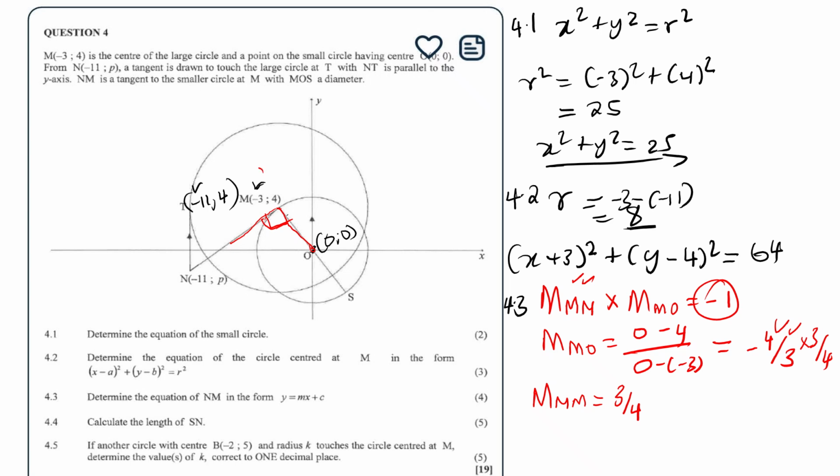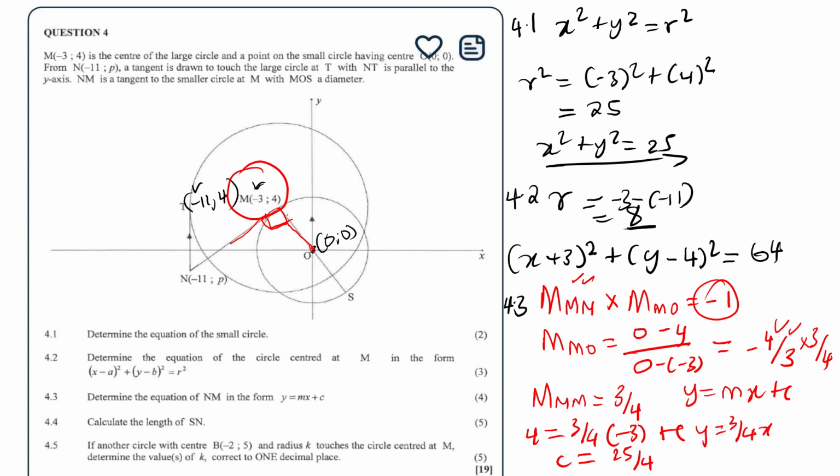Therefore, we can use the point M to find our equation in the form y = mx + c. Our y at point M is 4, equal to 3 over 4 (our gradient) times x, which is -3, plus c. Therefore our c is equal to 25 over 4. So our y is equal to 3 over 4 x plus 25 over 4. Good. Now let's take a look at 4.4.